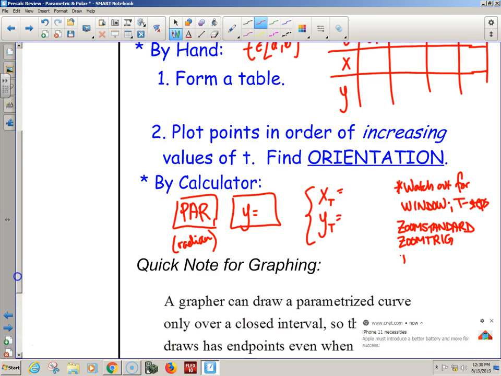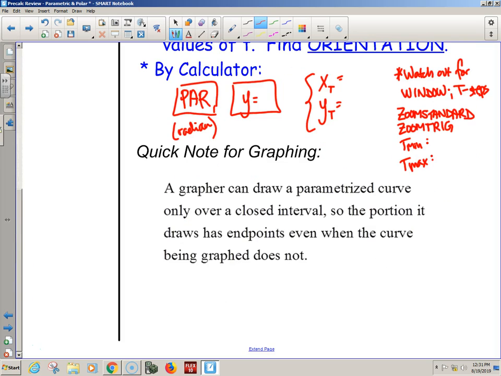And then be careful, you do have a T min and a T max. So depending on the curve, if you have too high of a range, it might look really weird, or if you have too low of a range, you might be missing part of it. Those are some things to think about. But that's if something goes wrong, which, I don't know, maybe nothing will. So what's going on down here?